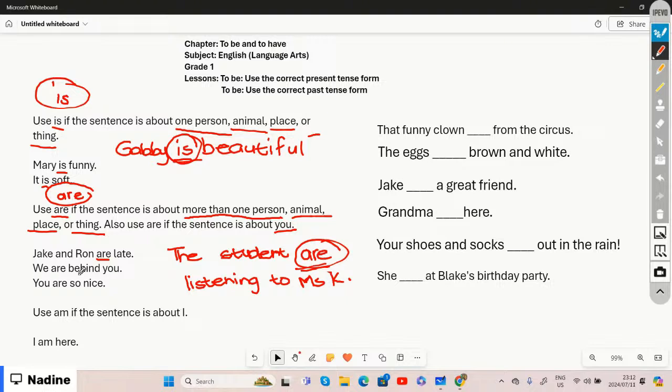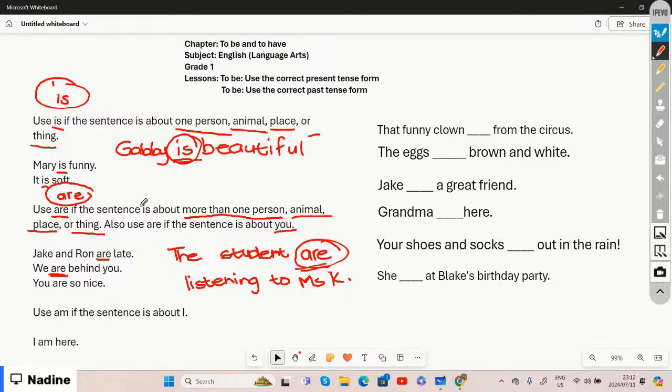Another one says we are behind you. Remember, we refers to two or more people. We are behind you. Not just me, but we. We can be your family members, your sisters, your brothers, your friends, your classmates, but we are behind you.